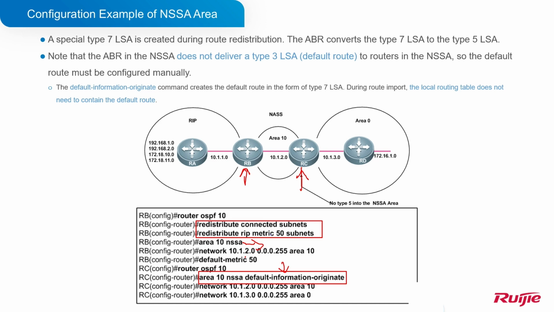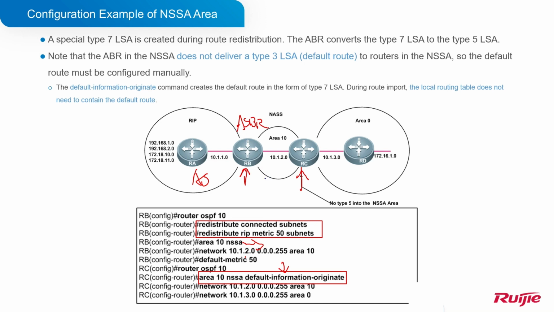Okay, and here we can also see we use the redistribute command. And for RB, actually, this is an ASBR device, right? Because it connects with another AS and the OSPF process. So we have to do the redistribution on the ASBR device. We enter the OSPF 10 process and redistribute connected subnets and redistribute the RIP metric 50 subnets. It means we redistribute the RIP into OSPF.